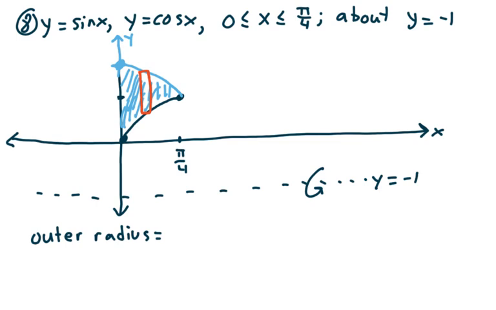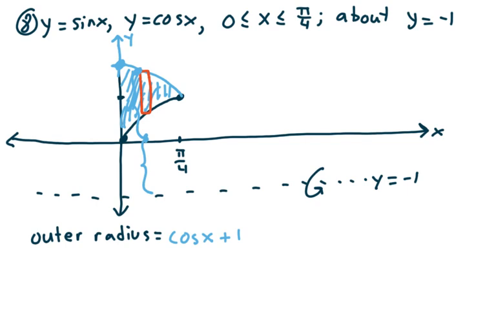So let's take care of the outer radius first. To find it, I'm going to go from the top function. I'm going to look at the distance from the top function all the way to the x-axis first, and that is going to be cosine of x. And then the distance from the x-axis to the line y equals -1 is 1. And so the outer radius is cosine x plus 1.